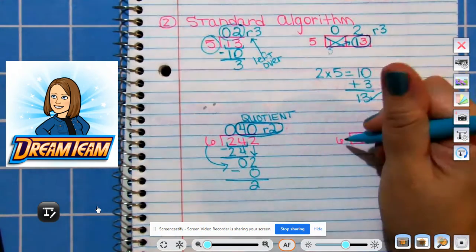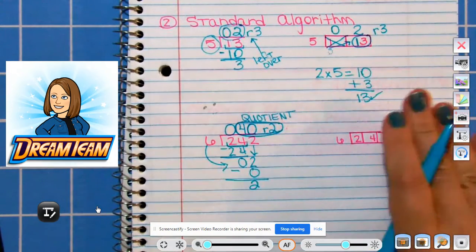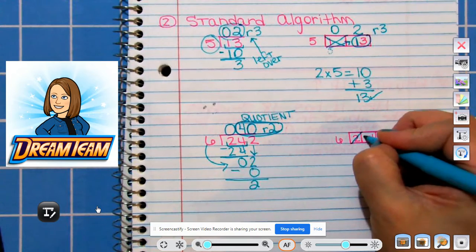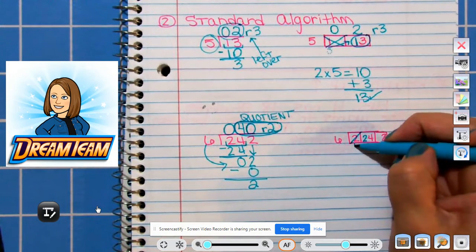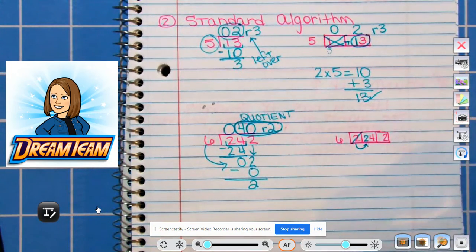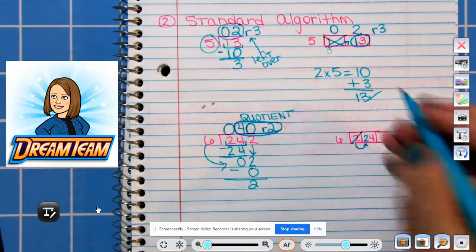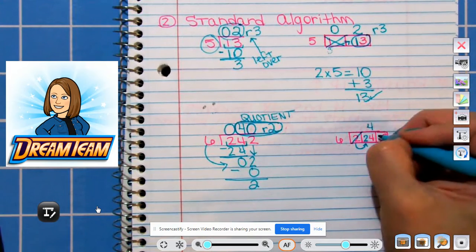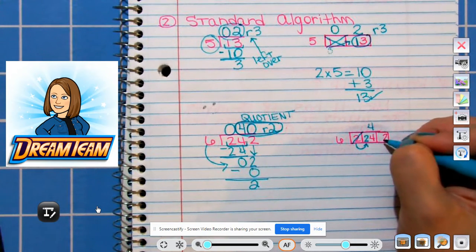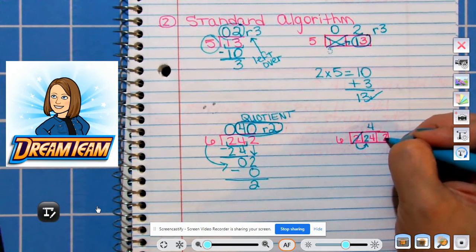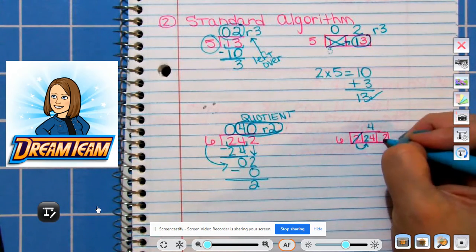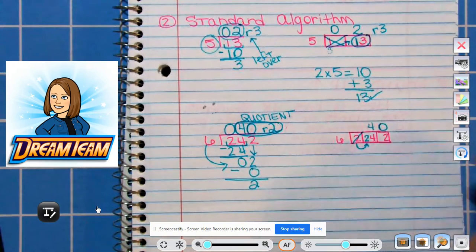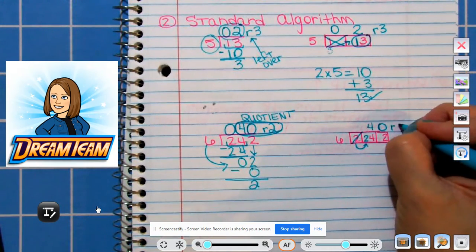All right, this way we can't get any groups of 6 out of 2. So we're going to push that 2 over here. 6 goes into 24 4 times, and 4 groups of 6 is 24. So there's nothing left to push into this box. 6 cannot go into 2. We can't get any groups of 6 out of 2. And so that leaves us with a remainder of 2.